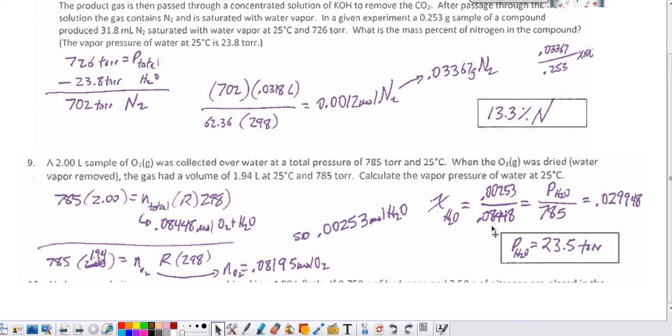This ratio should be equal to the ratio of pressures. So this was the pressure total, and this is the pressure of water. That's the mole fraction. That's this divided by that. 0.0025 over 0.08 is the mole fraction of 0.029. That's not very much water. The rest of it is nitrogen. So I know that this pressure over 785 equals that, so I solve for the pressure of water using mole fraction.